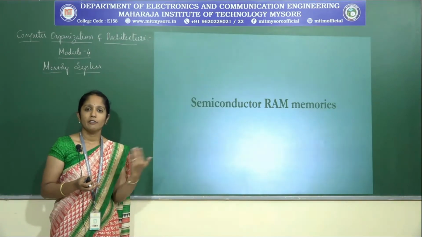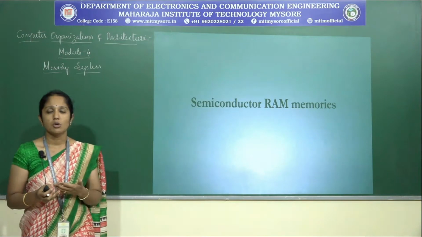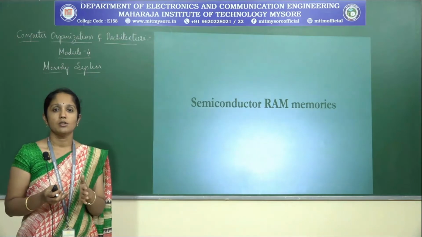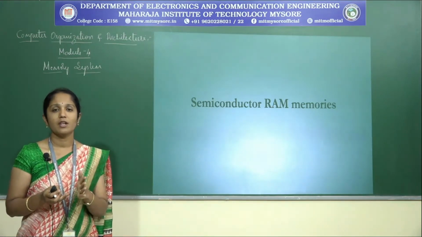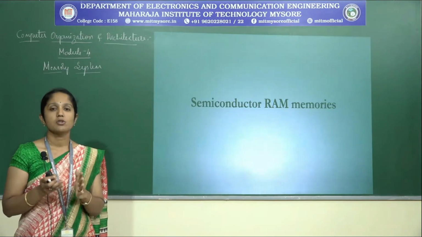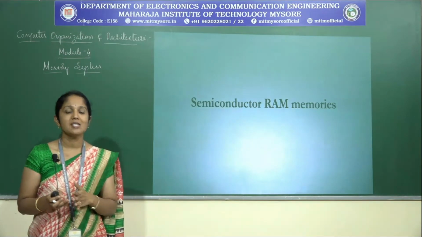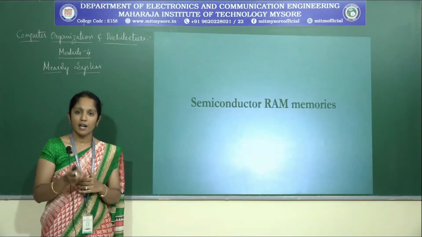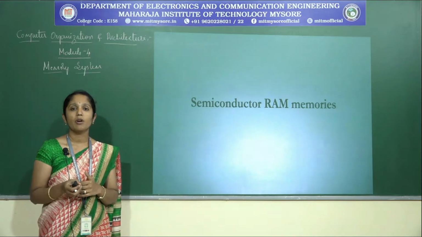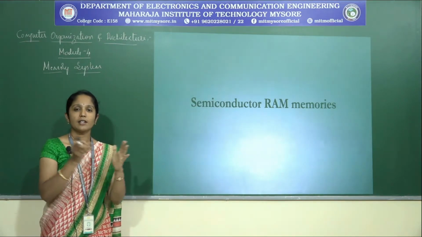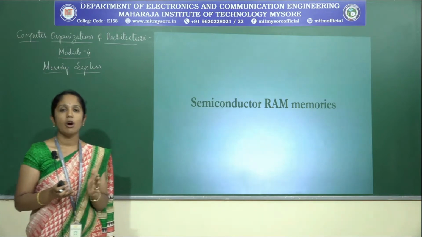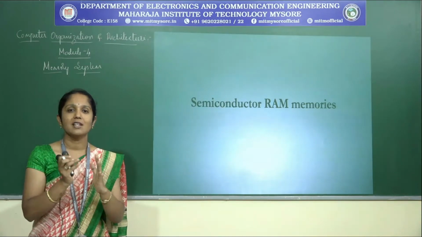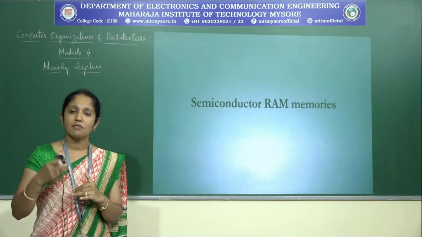Now if you consider the different types of memories, in random access memory we have two important types: one is SRAM and the other one is DRAM. In today's class we will be learning about the RAM memories, particularly SRAM. Before that, let us see the organization of RAM. First we will understand the organization by considering a small memory, so that it is easy for us to understand.